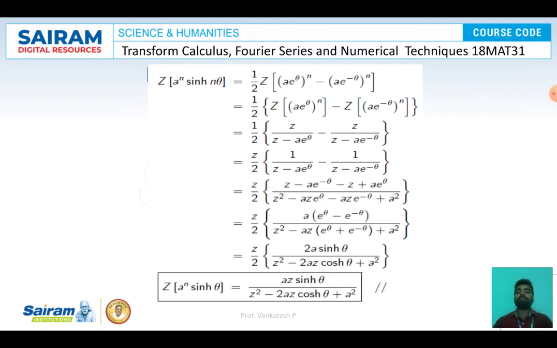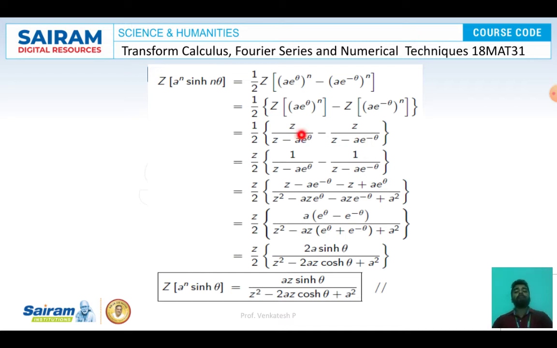So on simplifying this further, what will we be getting? 1 by 2 into the Z transform of a e power theta whole power n minus a e power minus theta whole power n. Expanding this further, we get 1 by 2 into the Z transform of a e power theta whole power n minus the Z transform of a e power minus theta whole power n. Now here I am going to use the Z transform of a power n formula, that is z by z minus a. So what did we get? 1 by 2 into z by z minus a e power theta minus z by z minus a e power minus theta.